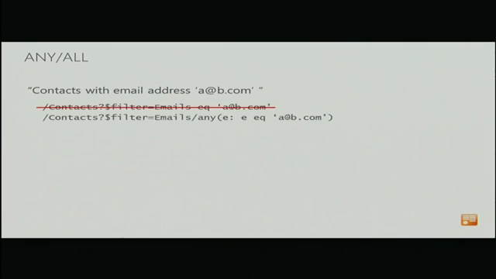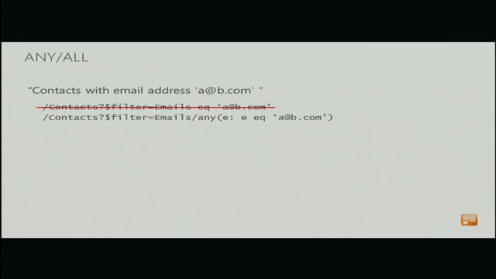So what we did is we introduced one extra trick into the URL syntax. This is the any operator. Any is a quantifier that allows you to introduce another predicate that applies to the collection. So in this case, what this reads is: give me any contacts that have any of their emails satisfy the predicate inside the any clause. And the any clause says, well, where E is a@b.com.